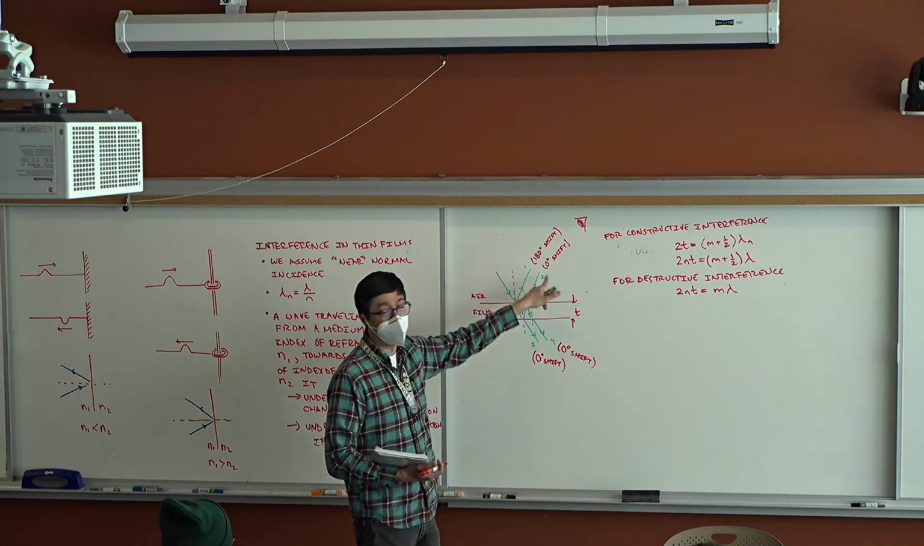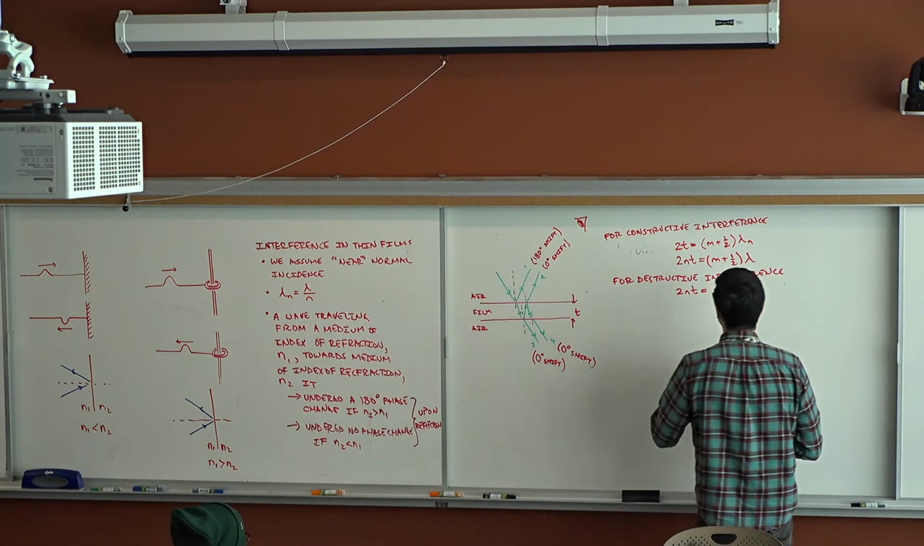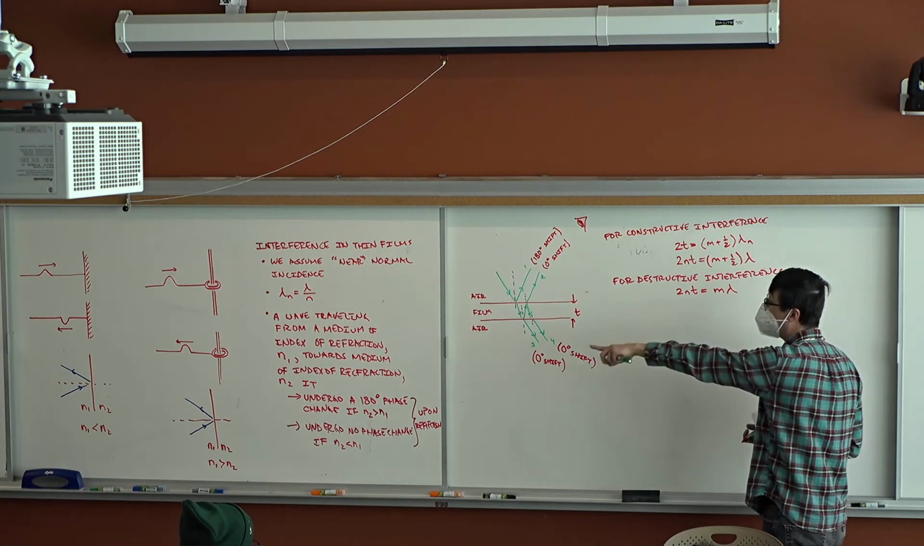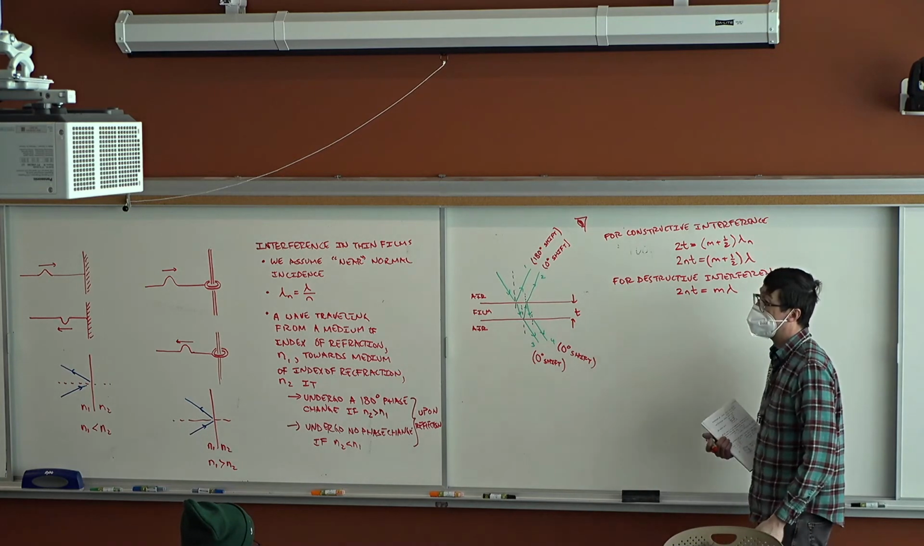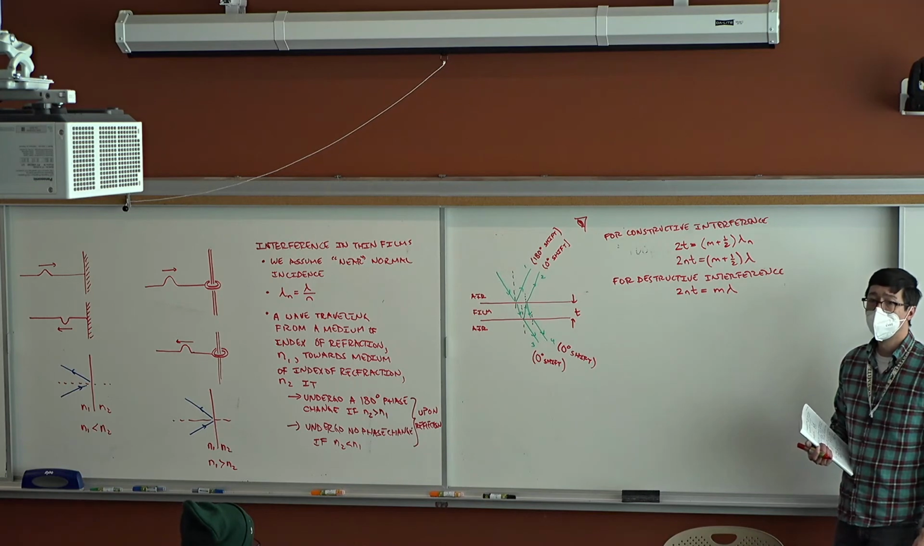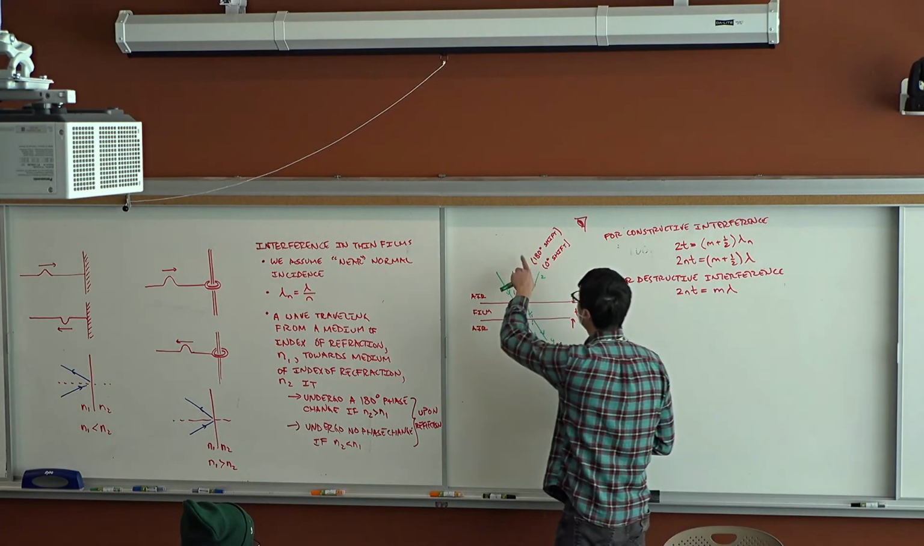That's between 1 and 2. What is n one more time? The one that appears in the equation? N or m? 2n. N is the index of refraction. Thanks. So that's between 1 and 2.